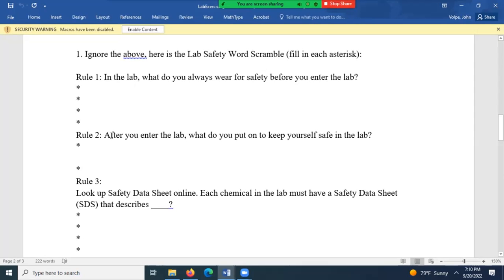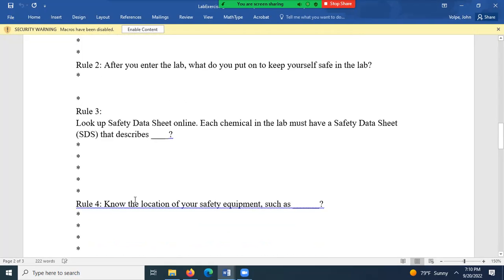For Rule 2, after you enter the lab, what do you put on to keep yourself safe in the lab? And you only need 2 things there. For Rule 3, you have to look up what is a safety data sheet online and then state what each chemical in the lab must have a safety data sheet that describes what. And there's going to be 1, 2, 3, 4, 5 different items you list.